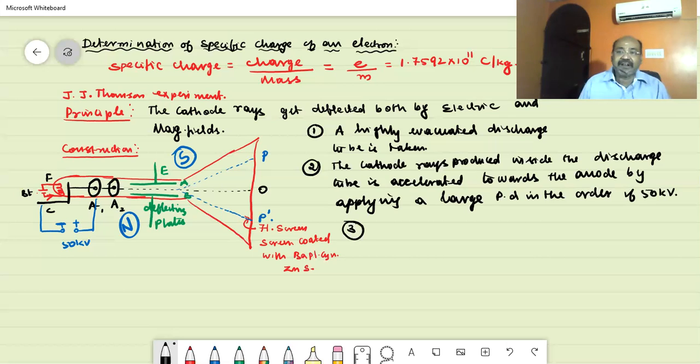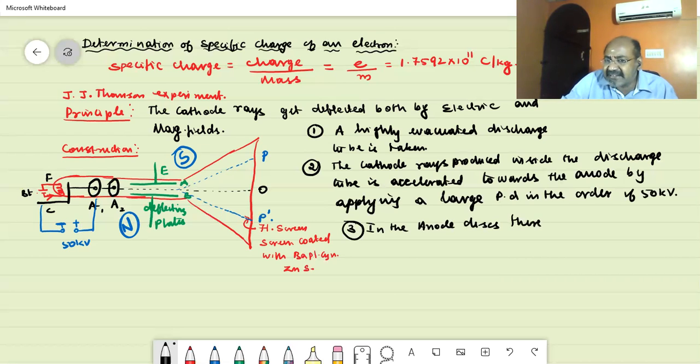What is point number 3? The accelerated cathode rays, when passed through the small hole in the anode, are converted into a narrow beam or a fine beam of cathode rays. In the anode discs, there is a pinhole at its center.